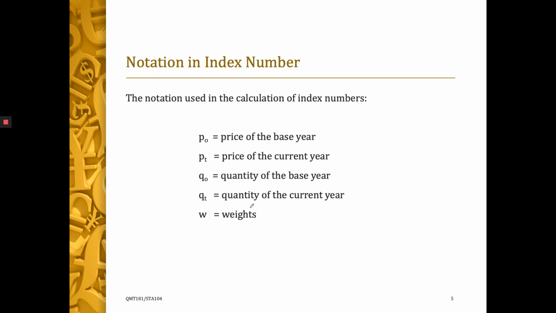These are the notations that we will use in calculating index number. P naught, which is the first one here, is the price of the base year. PT, price of the current year. Q naught, quantity of the base year. QT, quantity of the current year. And the last one is weight, denoted as W.